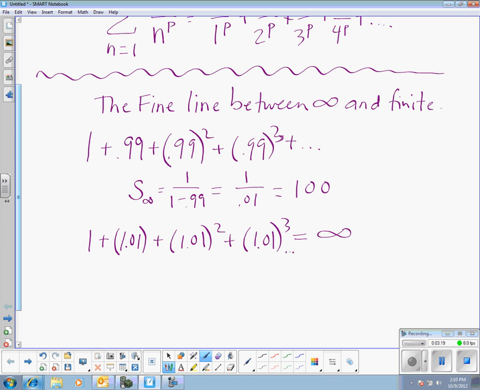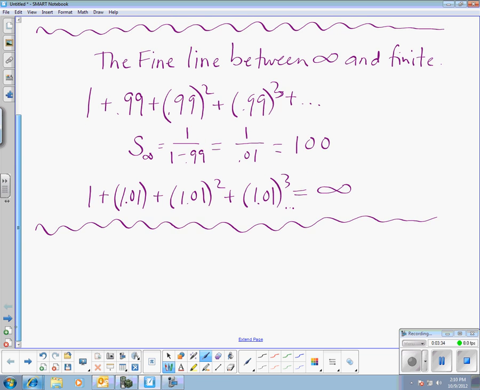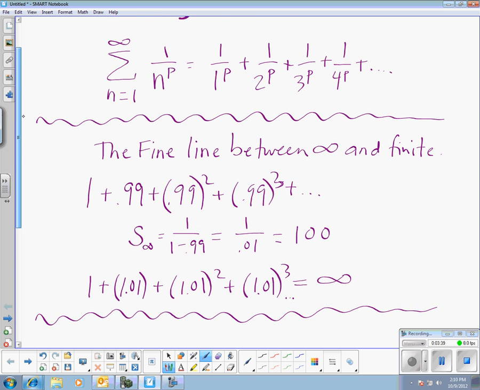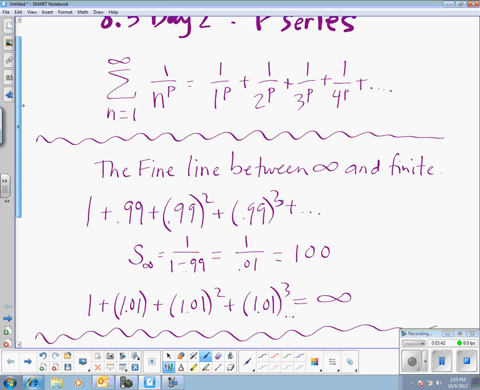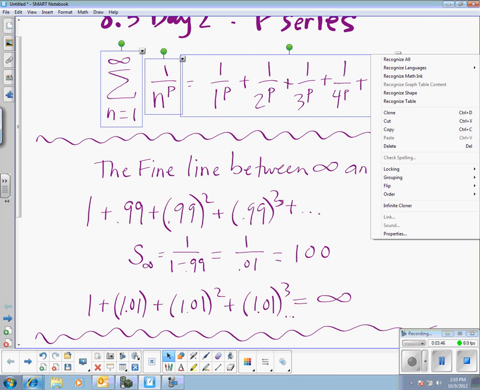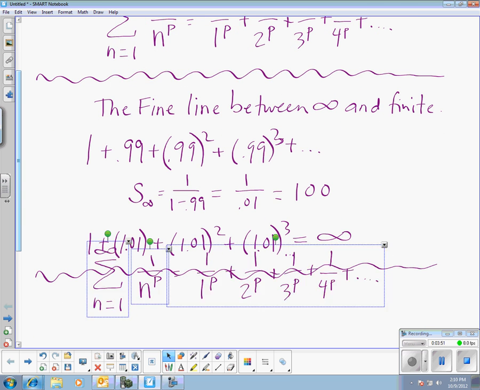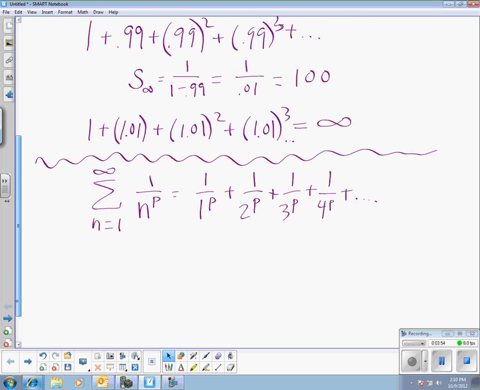So 0.99 and 1.01 are very close to each other, but their sums are very far apart. 100 versus infinity is a big difference. So there's a fine line between convergence and not in geometric. That same fine line is going to happen with what's called a P-series. Okay, so a P-series, I've shown you what it looks like above. Okay, so this is the format for a P-series.